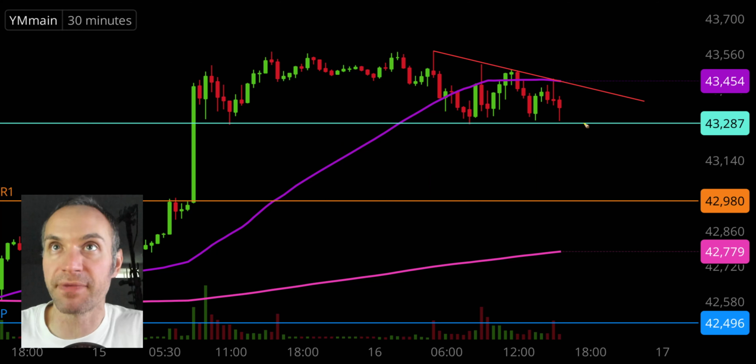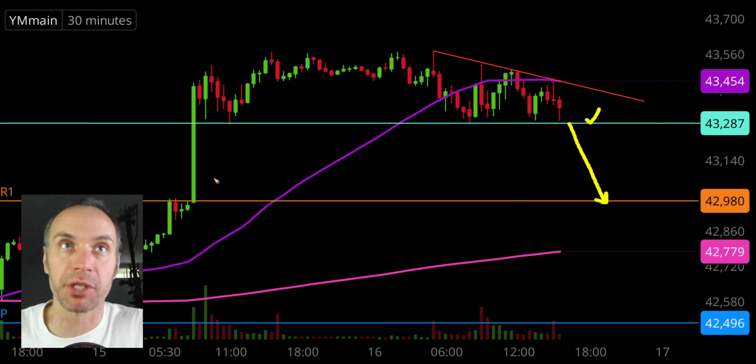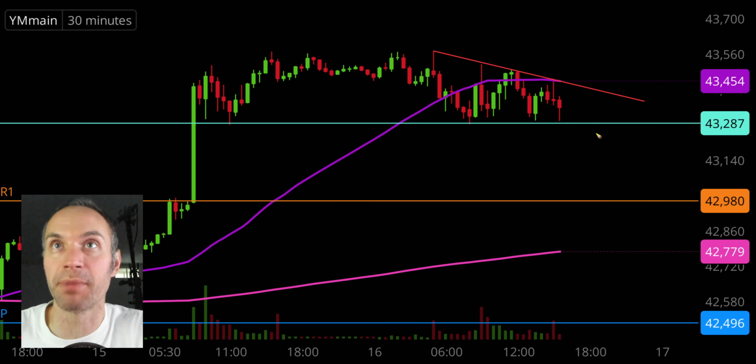Now, that's not to say that if this area is broken, it's dropping straight down to that level. But like I said, just from a technical standpoint, there just isn't anything until this pivot point down there at the 42,980 mark. So that's really kind of the main dynamic that stands out to me: that level right there. Will it be able to hold or not?